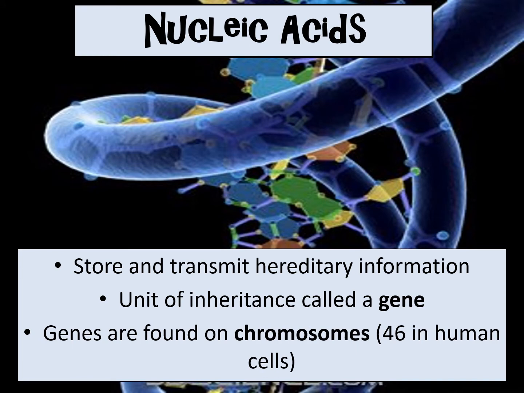Remember that genes are found on what are called chromosomes. And chromosomes are wrapped up DNA. They're usually around different types of proteins like histones. And they pretty much hold the nucleic acid together. In humans, there are typically 46 in human cells, 23 pairs. You inherit 23 from the mother and 23 from the father. So that brings us to 46.